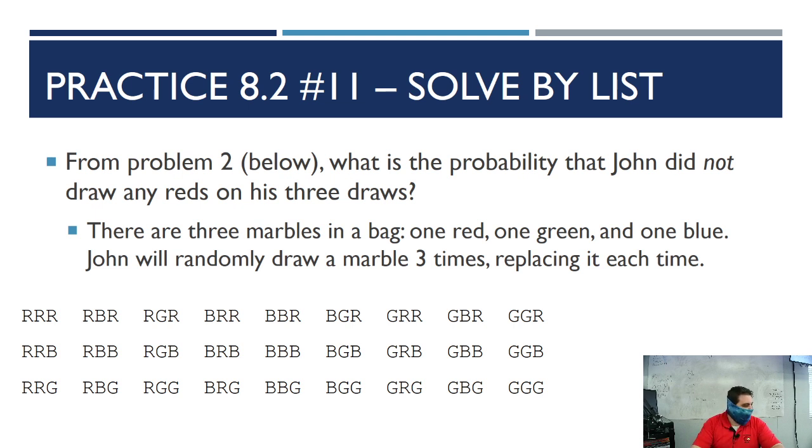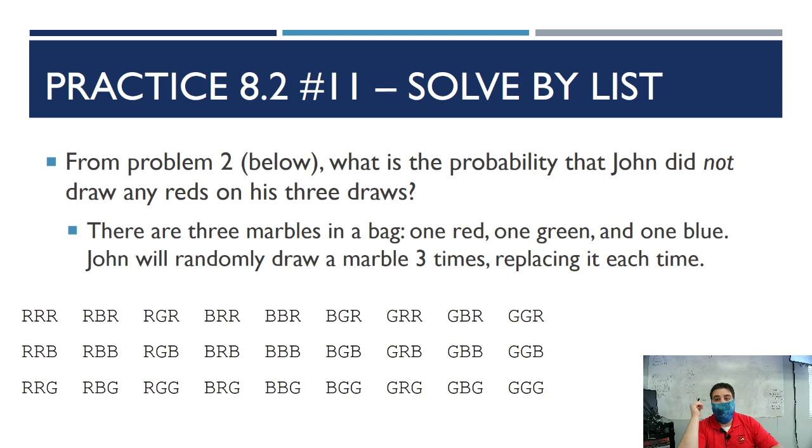All right, moving on. So, problem 2, we developed this whole table. I think this one might be in a different order because I think they did red, blue, green, like psychopaths. And I just copied it out of the book. Anyway, sorry, what was I saying? Oh, yeah, so the idea is, what is the probability that John did not draw any reds on all 3 draws? Okay, that's the question.